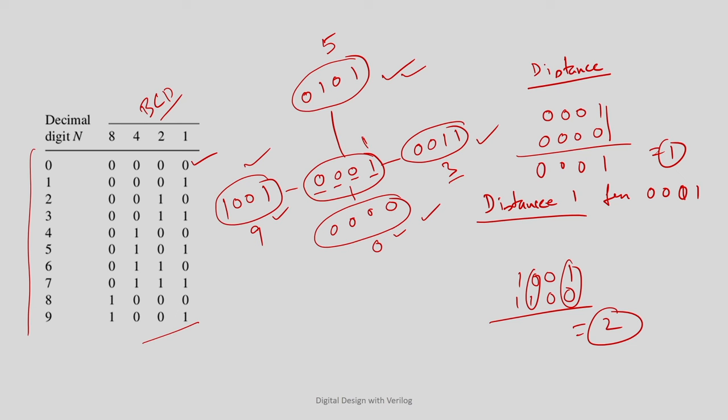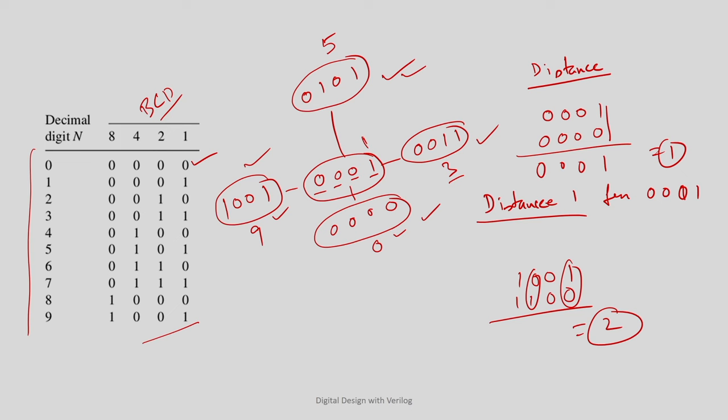So, if I choose to encode 1 by 0001, then 0000, 0011, 0101, 1001 will not be a valid encoding in some encoding scheme, not in this. So, since BCD does not have this feature, this is not an error detectable code.